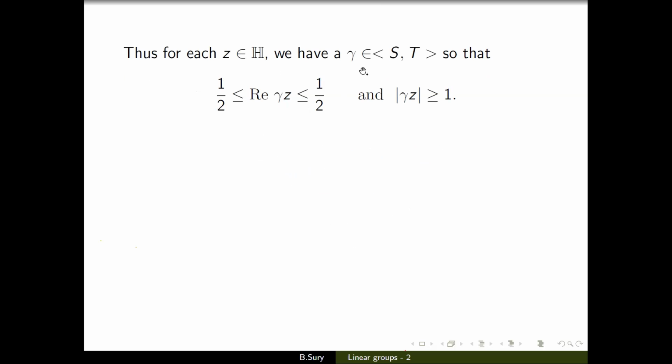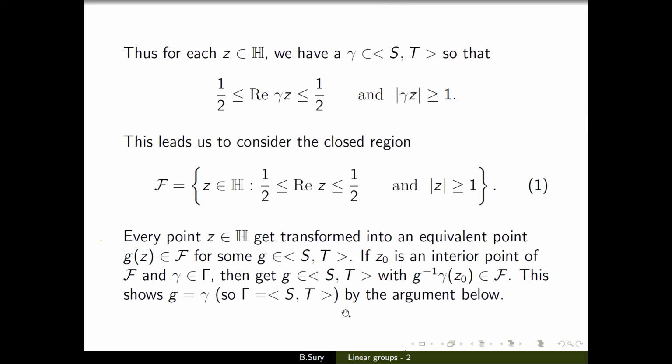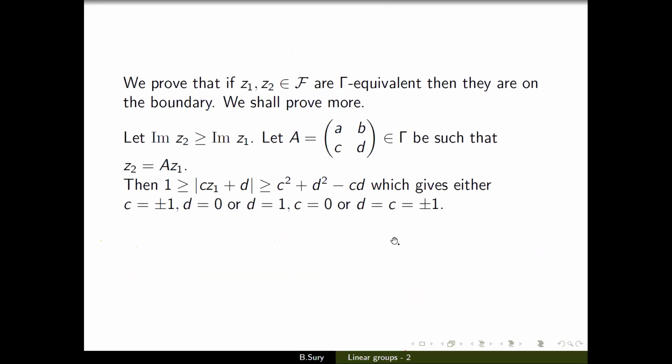So we have a matrix which is made up of S and T's, so that we have brought any point in the upper half plane to inside this vertical strip of width 1 and outside the unit circle. Maybe I should show the picture beforehand. Okay, so let's call this region F. This is a misprint here, a typo: it should be minus half. So the strip minus half to half, the vertical strip, and in that, outside the unit circle, that's your F here. So every point gets transformed to an equivalent point by moving by something, a word in S and T. And I want to say no point inside can be moved to any other point. But let me skip that proof here, because I want to show you a picture now.